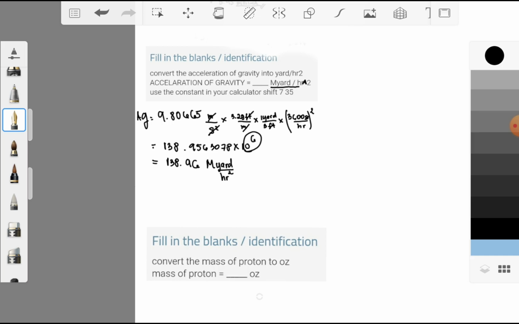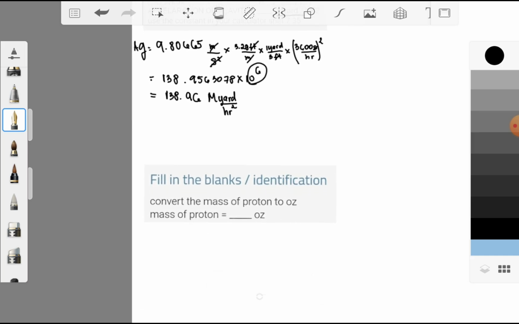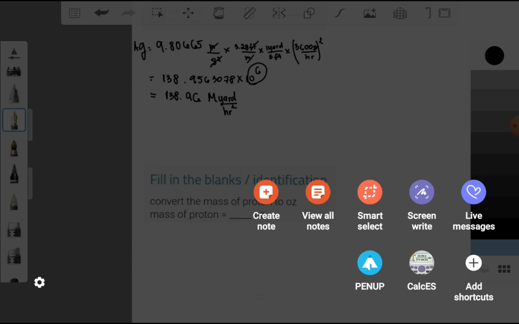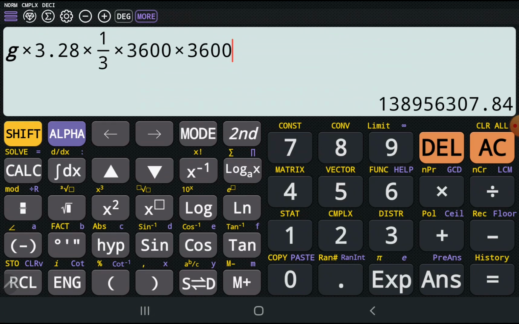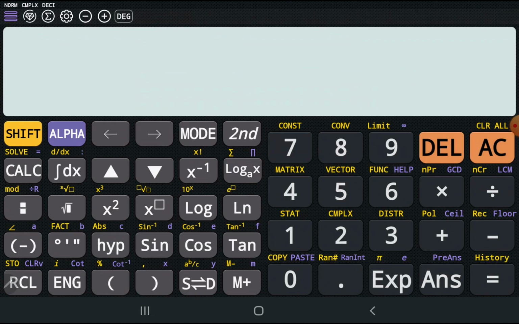Next. So, the mass of proton to ounce. Mass of proton to ounce. So, pag mga ganitong bagay, pwede natin gamitin yung calculator natin. Okay? So, ito yung calculator natin. Take note that this calculator is also applicable for our 991 ES and EX. Actually, this calculator is like your EX, 991 EX. Pag may 991 EX kayo, built-in na yung units, yung mga constant and the conversion of units.